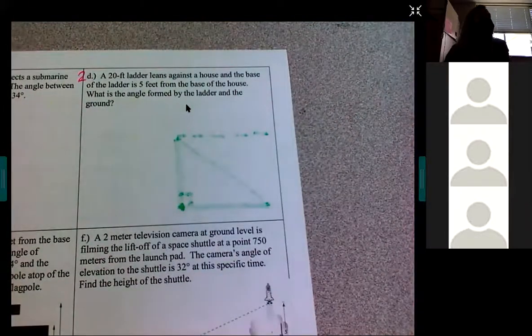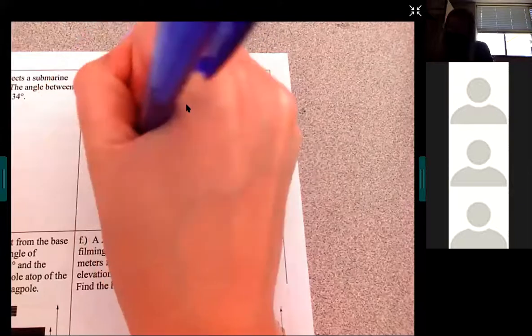So what's different about 2D? No picture. You're going to have to draw it. So a 20-foot ladder leans against a house. So I'm going to draw a little house.